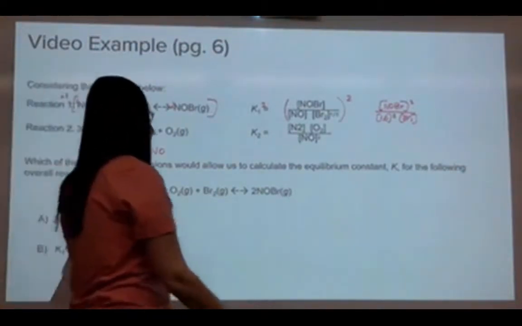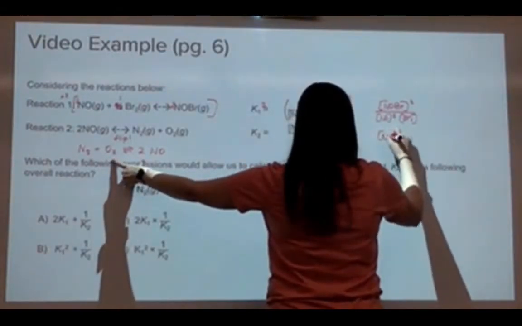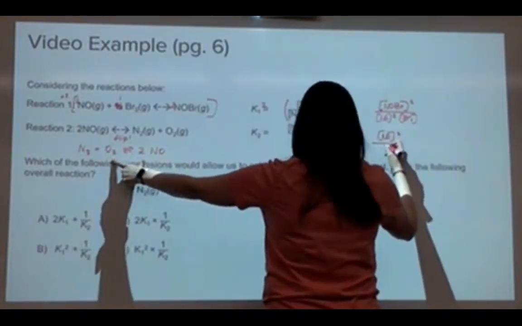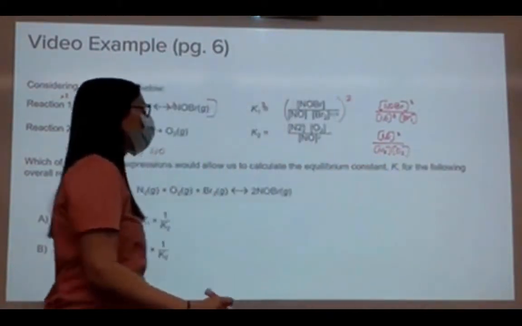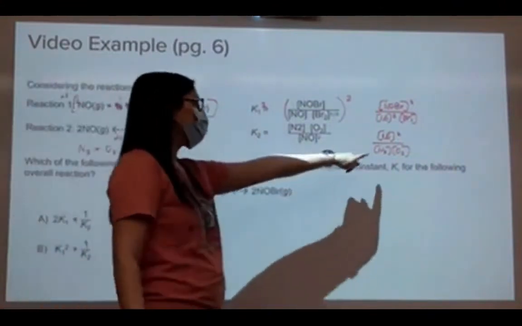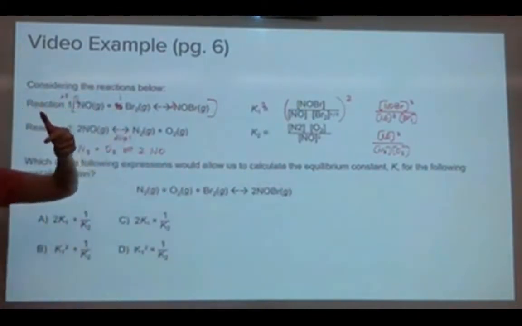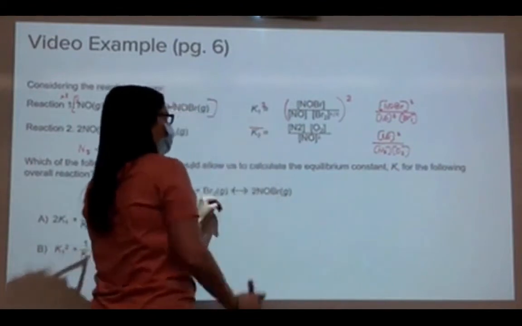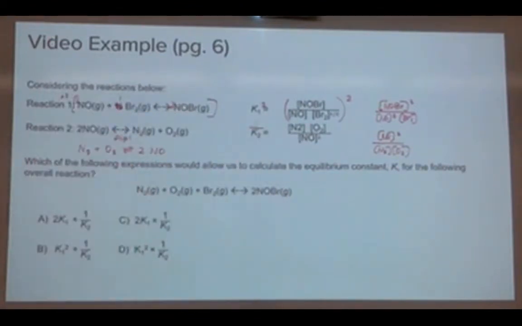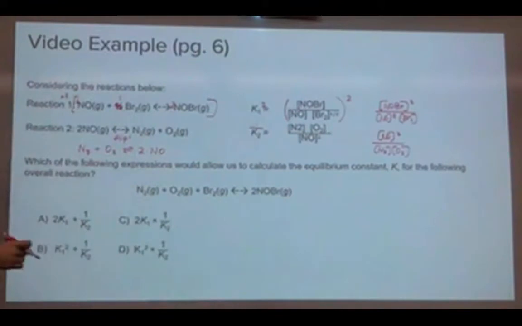If I look at what happens when I flip this reaction, it becomes the concentration of NO squared times the concentration of N2 times the concentration of O2 in the denominator. Look at how this new K is different from this one. It's the reciprocal. So when you flip a reaction, you take the reciprocal of K. Now we know that we have K squared and we have 1 over K.